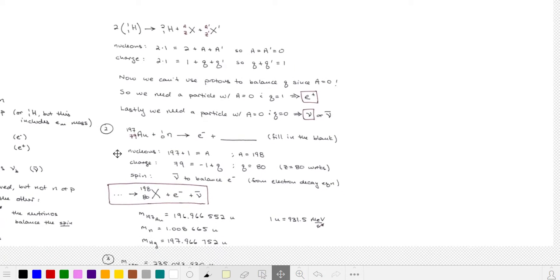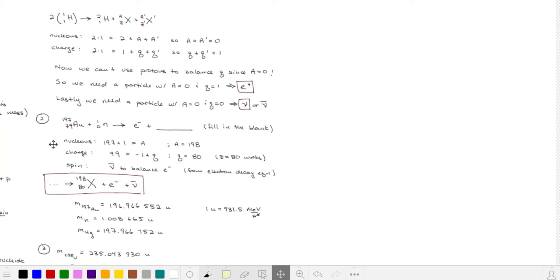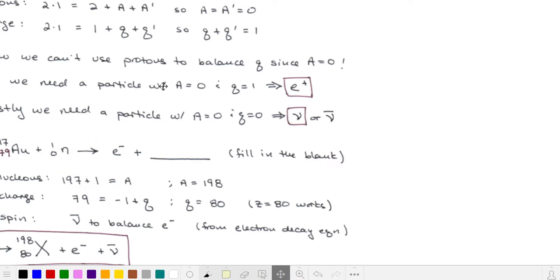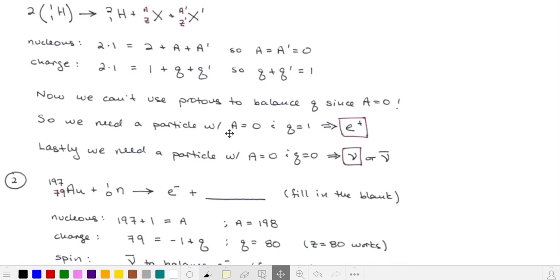Alright, and then another example in the same problem is we need to balance this equation where we have two hydrogens being turned into deuterium. And there's something else. There are two daughters that are given off in this reaction. We have to figure out what those are. So let's see if we can deduce it from our conservation of nucleons, charge, and spin.